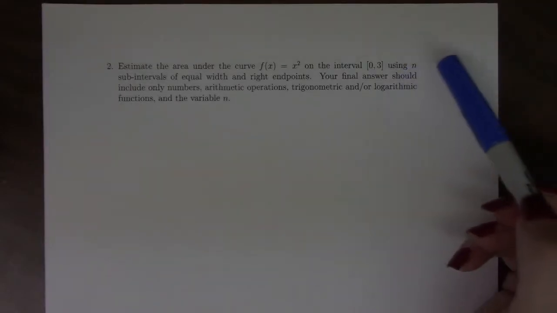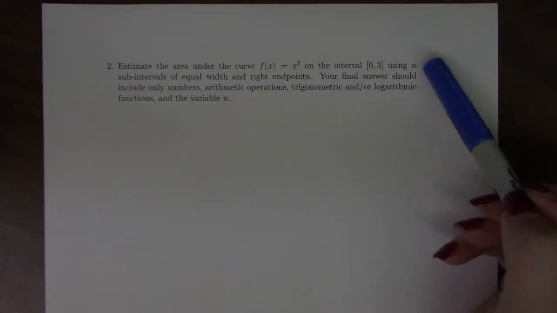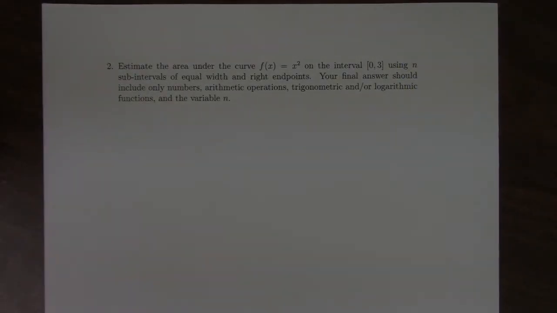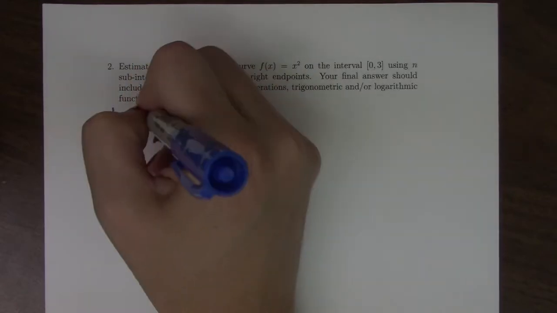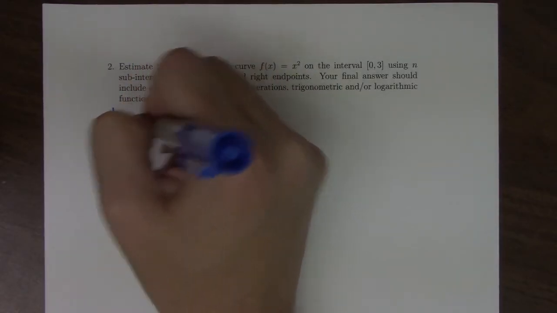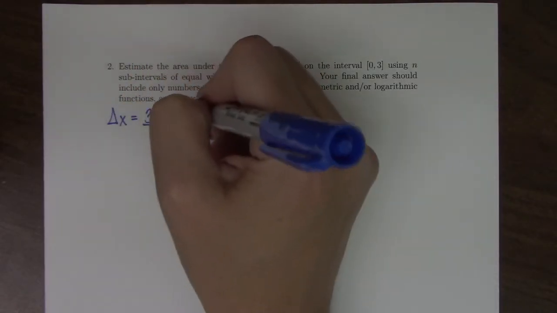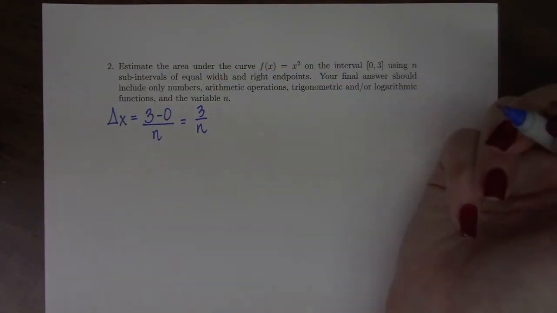Problem 2 wants us to take the same function over the same interval, but now use n subintervals. So now we're going to generalize this. Instead of using 100, we're going to just do it in terms of n. So the width is b minus a over n. So the width of each rectangle is 3 over n.